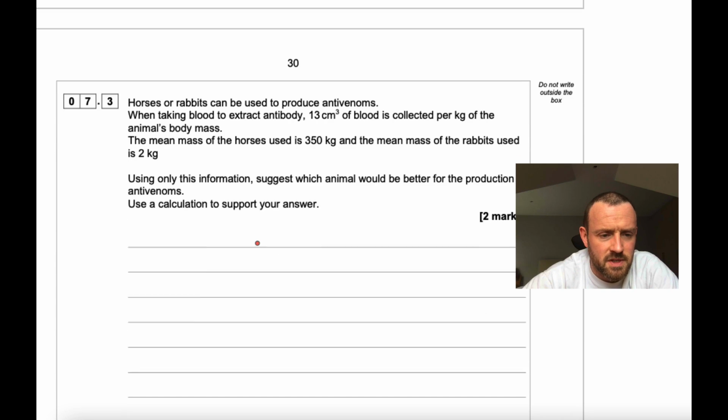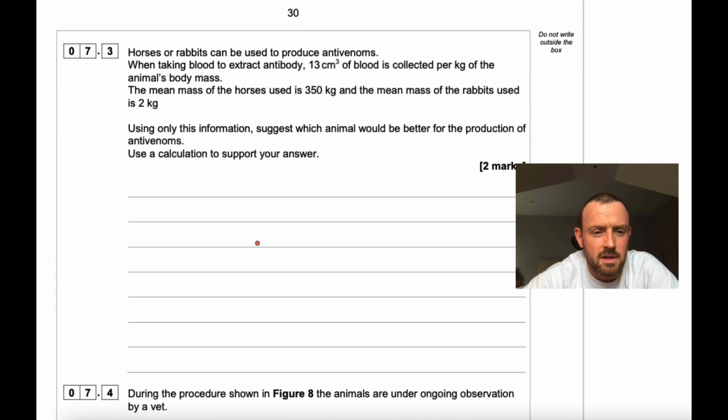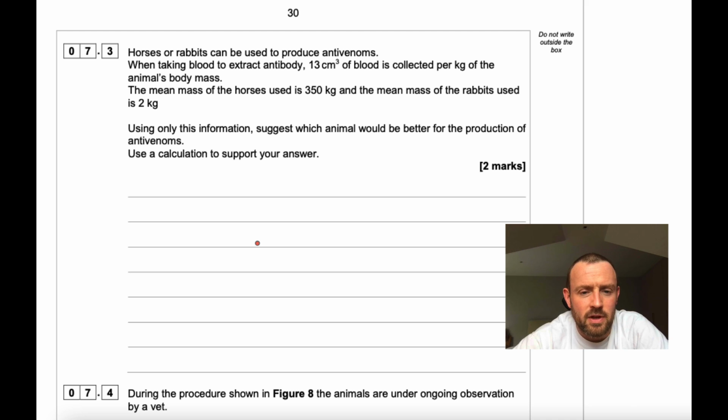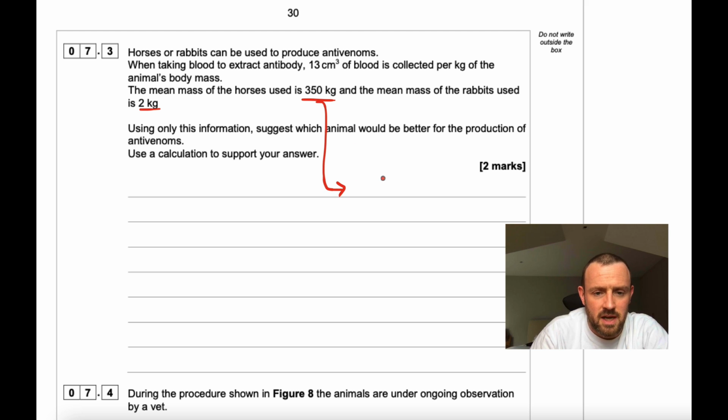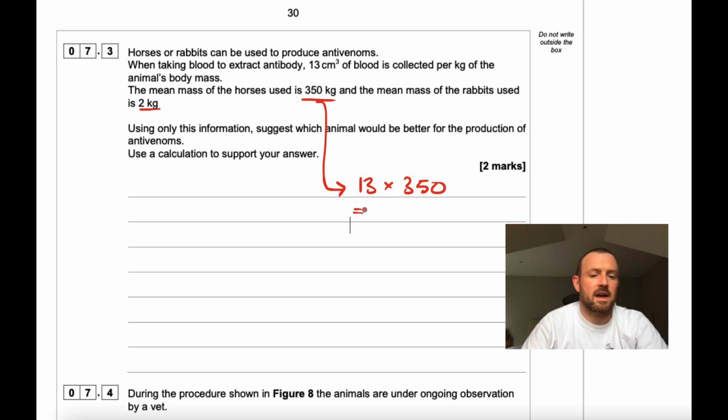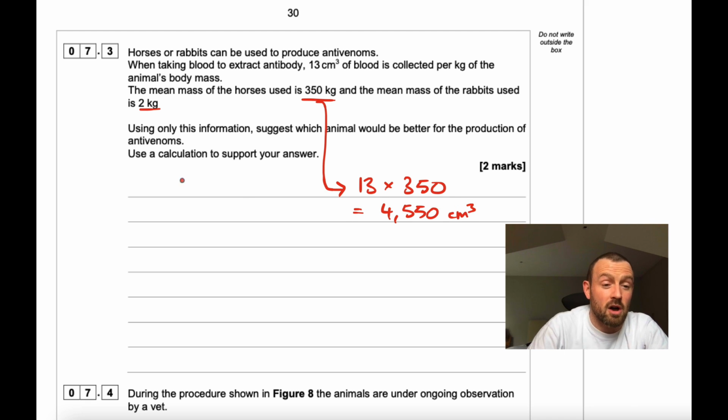And then it does finally talk about horses. Horses or rabbits can be used to produce antivenoms. When taking blood to extract antibody, 13 centimeters cubed of blood is collected per kilogram of the animal's body mass. The mean mass of the horse is 350 kg, and the rabbit is 2 kg. Why is it better? How much blood can you take from a horse? It's 13 cm cubed per kilogram, so times 350. 13 times 350 is 4,550 cm cubed, or around 4.5 liters.